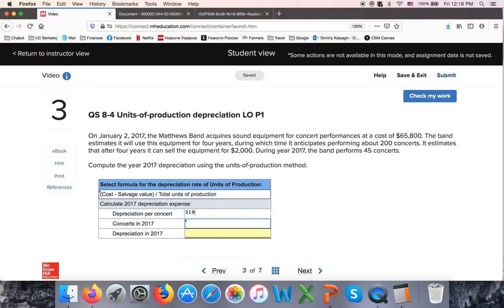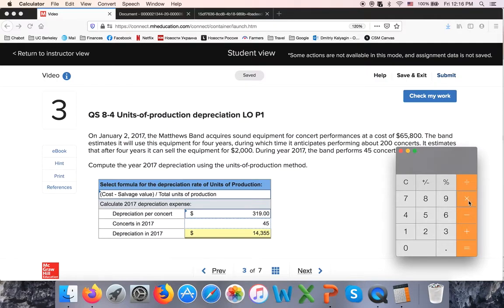This is depreciation per unit, per concert. How many concerts did we perform in 2017? We performed 45 concerts, so we're going to multiply it by 45 concerts. This is depreciation. Here it is, 14,355.